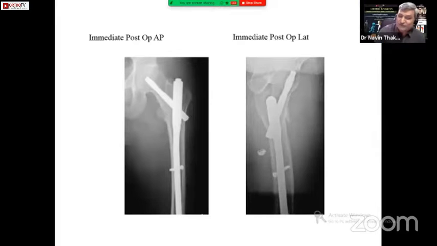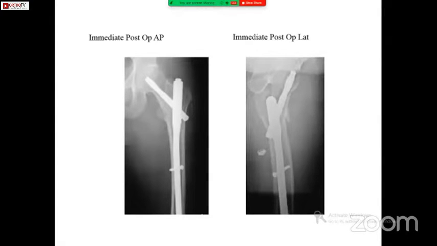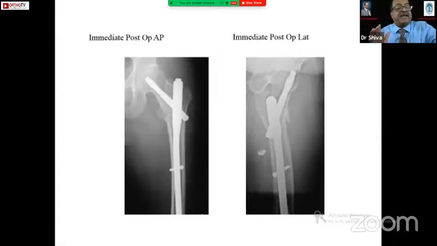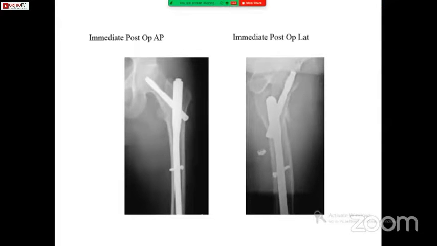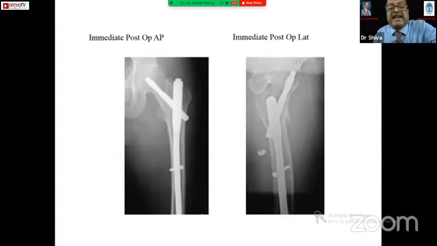Anyway, whatever the diameter of the nail, that will remain there. There won't be any kissing anytime. You have to make a space. Navin, Shiva, if you call this a varus, then I think it is too much. Sir, I am not calling this varus. I am telling that the insertion of the nail is a spacer. It's wedging.